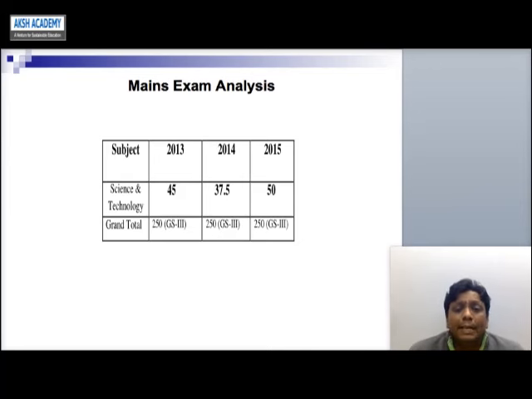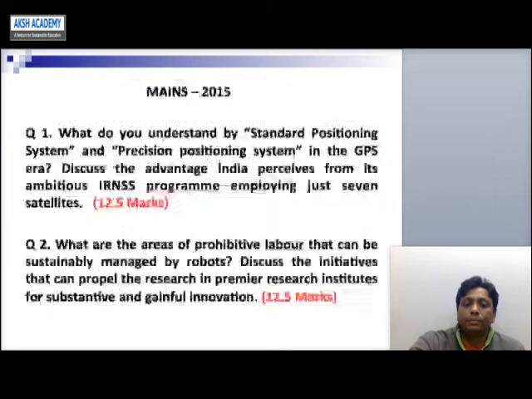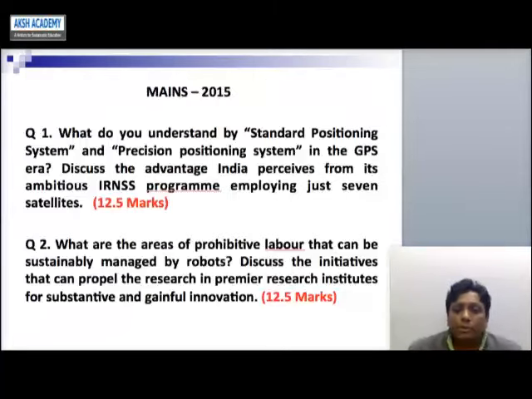But if you see the analysis of your mains paper, friends, in the last year 2015, a total of 4 questions came. Each question carried 12.5 marks, overall 50 marks in 2015. 2013 had 45 marks, 2014 had 37.5 marks, and 2015 had 50 marks. The science and technology part is covered in the GS3 mains paper. These are the questions that came in your mains paper in 2015.